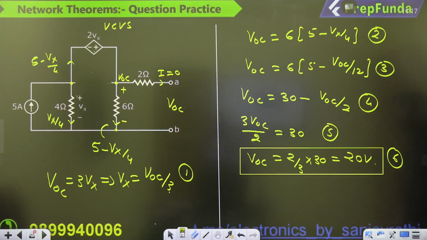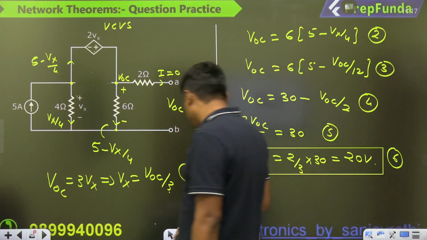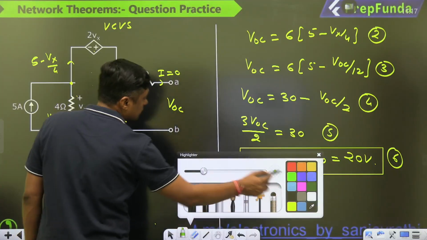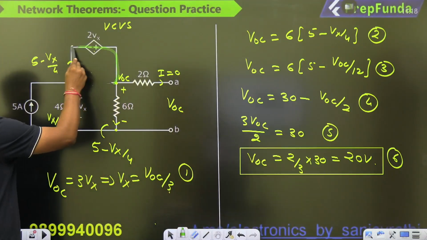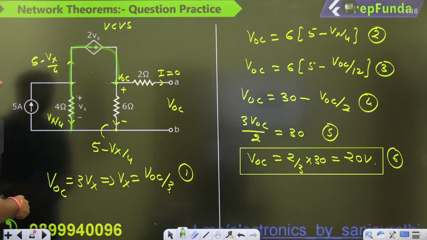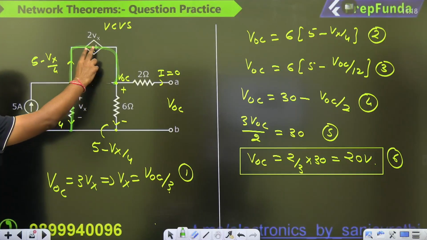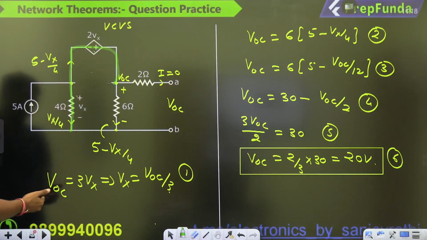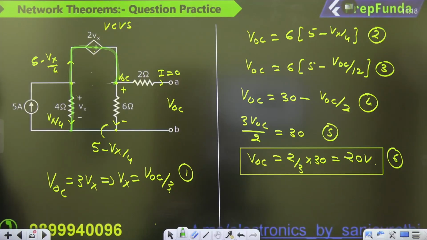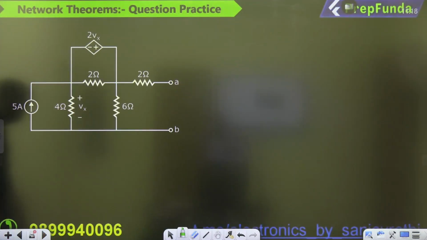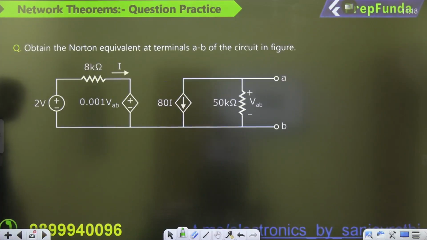In the previous case, I applied the KVL from this point to this point, just to get the relation. So VOC is equal to what? 2Vx plus Vx, 3Vx. This is the first equation. VOC is equal to 3Vx, and that's why Vx is equal to VOC by 3. Okay. So this is the question.